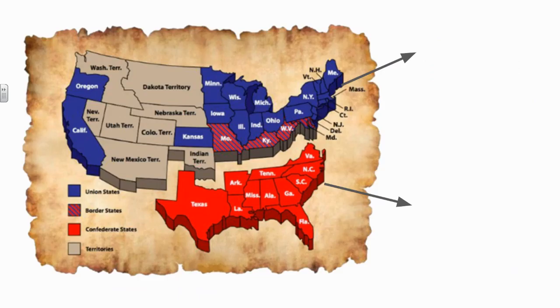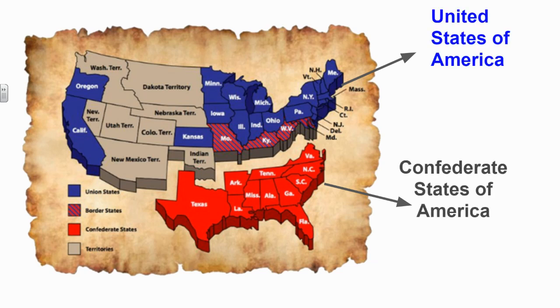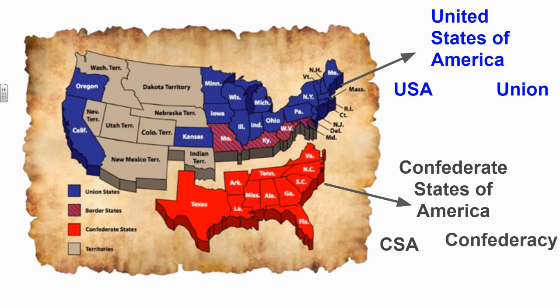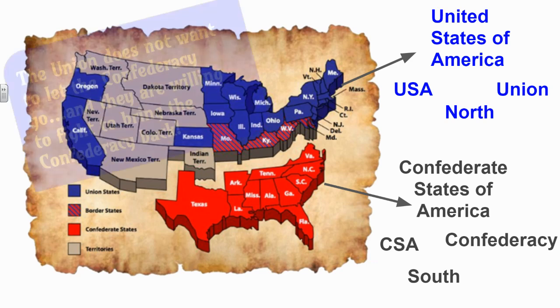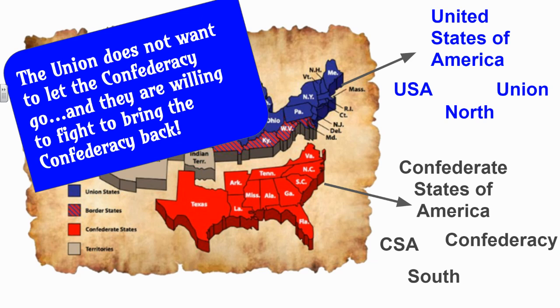And so if we take a look at this map and break down some vocabulary, we have the United States of America here versus the Confederate States of America here. USA, CSA, Union, Confederacy. And a lot of people would often refer to the United States as the North. The Union would be the North, because if you look, it's the northern part. And on the other side, a lot of people refer to the Confederacy as the South. So you can see some of that vocabulary there. Very important to understand that. So if you think about this, the Union does not want to let the Confederacy go.